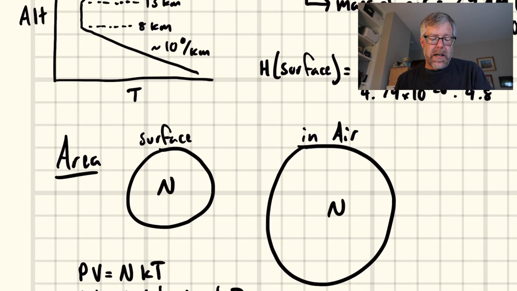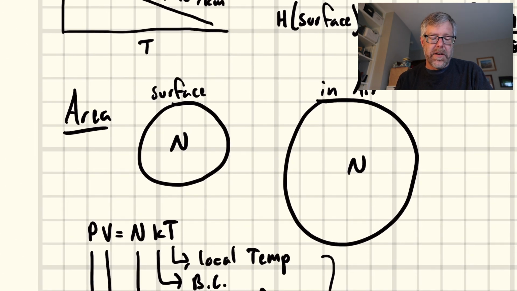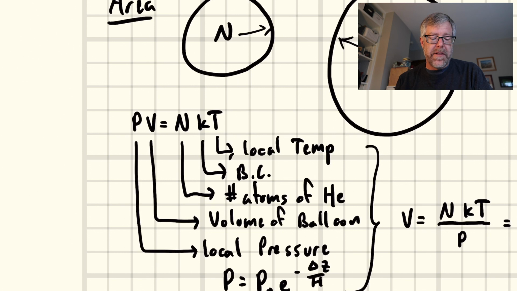The area of the balloon also changes as a function of altitude. At the surface, the area looks like this. It has some radius here, and as you go up, the radius increases because the outside pressure decreases. We're going to describe that using the ideal gas law again. The ideal gas law is PV equals NkT. T is the local temperature, k is Boltzmann's constant, N is the number of atoms of helium, which we already have, V is the volume of the balloon, which is what we want, and P is the local pressure.